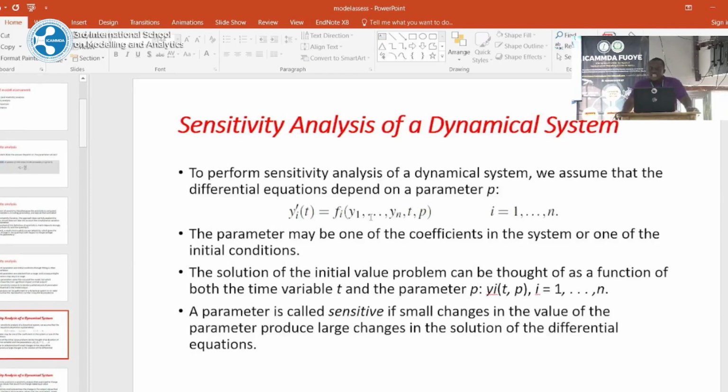Now, to perform sensitivity analysis of a dynamical system, we assume that the differential equation depends on a parameter P. The parameter may be one of the coefficients in the system or one of the initial conditions. So the solution of the initial value problem can be thought of as a function of both the time variable and the parameter P. A parameter is sensitive if small changes in its value produce large changes in the solution of the differential equation. That means if you add something small to that parameter, it changes the behavior.